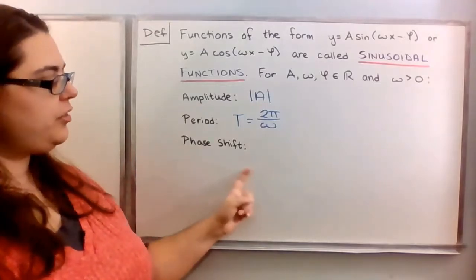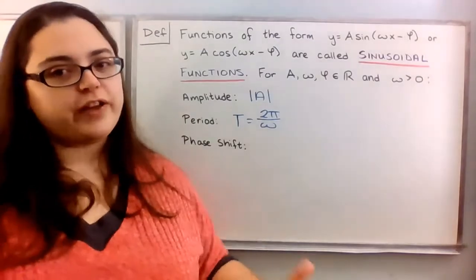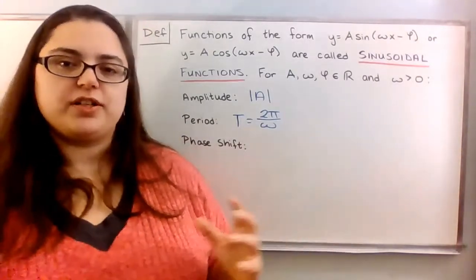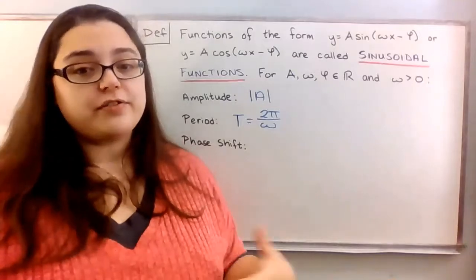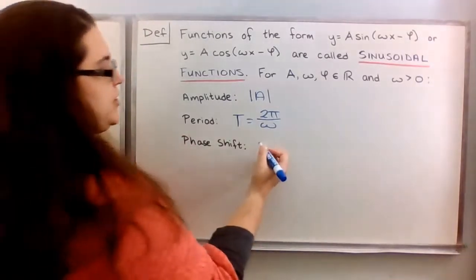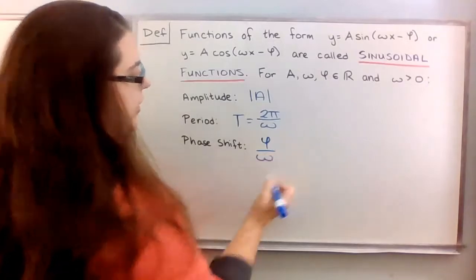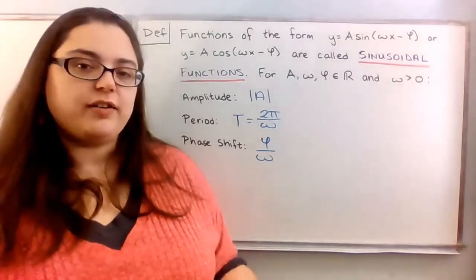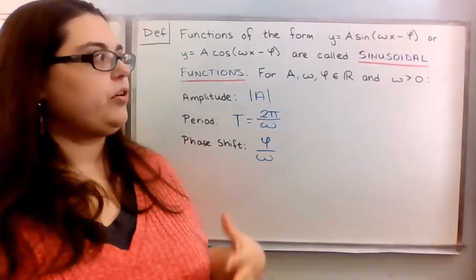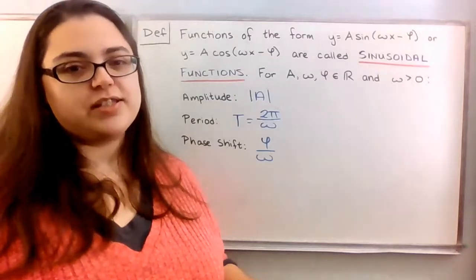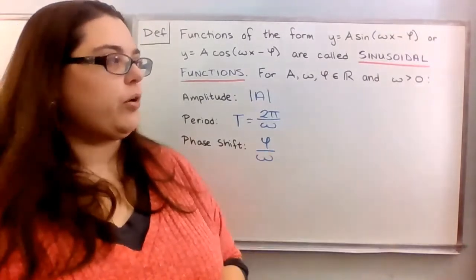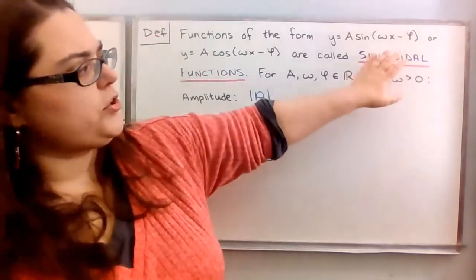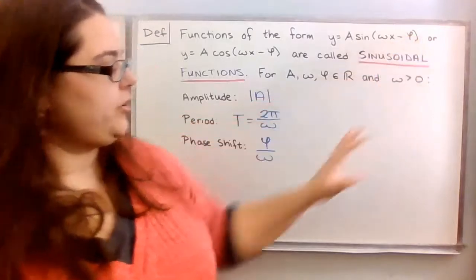Then the third formula we have here is for the phase shift. The phase shift is how much your trig function has been shifted to the left or the right. To find the phase shift, we're going to do phi over omega. The reason we're dividing by omega here instead of just saying phi is because, remember, with your order of operations, the inside transformations happen in sort of the reverse order. In order to account for that, we divide this value by omega.